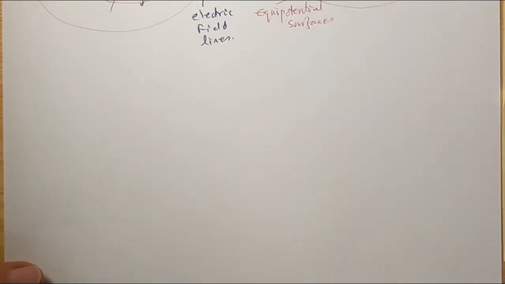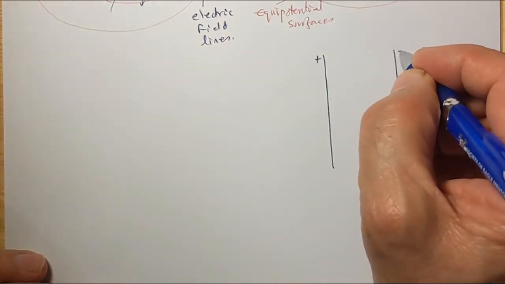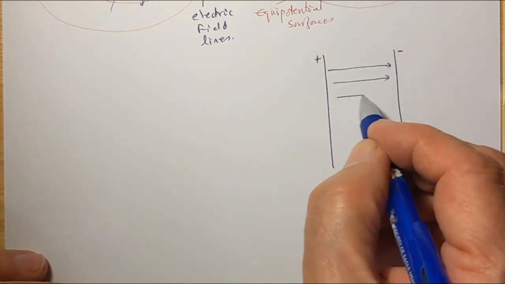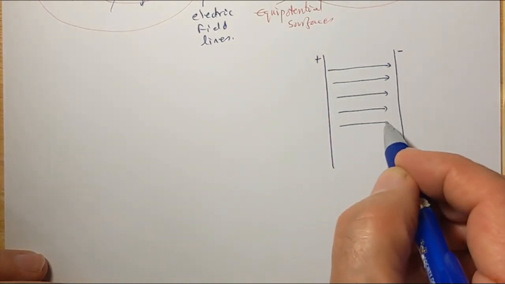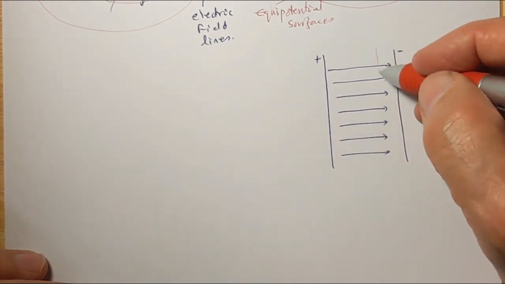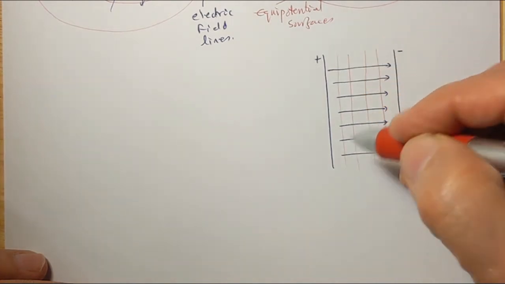And for the parallel plates, we already had that figure, but we can show it again. So that's a plus and the minus. The electric field lines will go like this, and the equipotential surfaces will go perpendicular, so they'll go like this. Each of these lines would have the same potential.